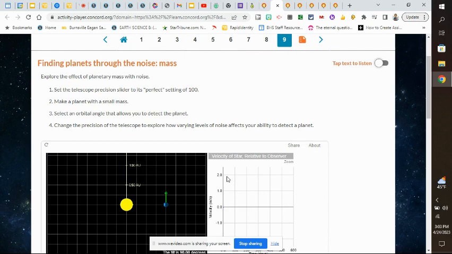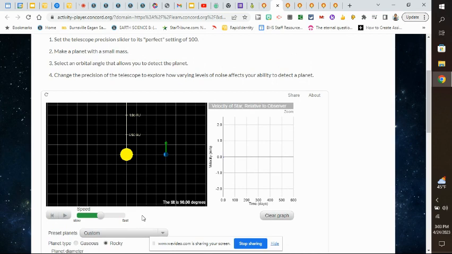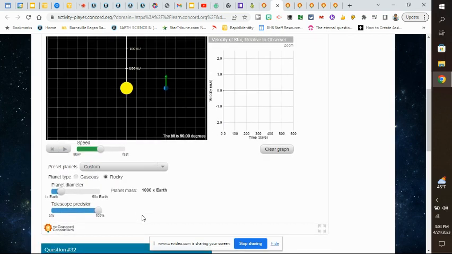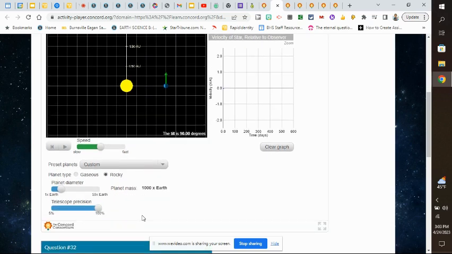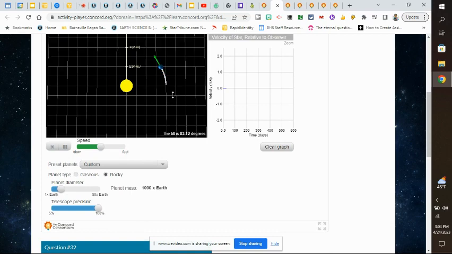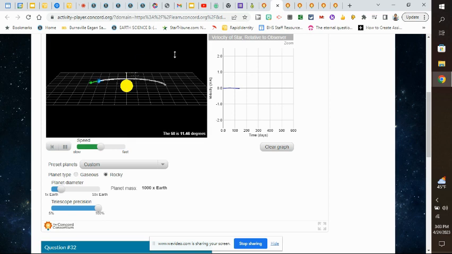Set the telescope precision slider to its perfect setting of 100. So we're going down here. We're setting this slider to 100%. It is already there as the default. Make a planet with a small mass. It already has a small mass. Select an orbital angle that allows you to detect the planet, and then change the precision of the telescope to explore how varying levels of noise affect your ability to detect the planet. So I'm going to press play, and I'm going to play around with this, and we're going to get it so we can detect the planet.